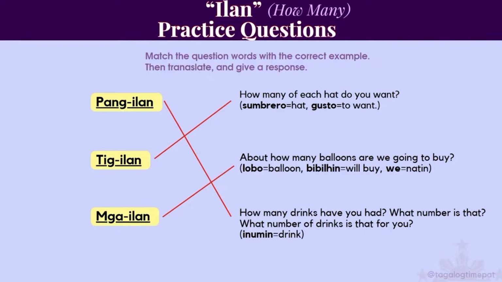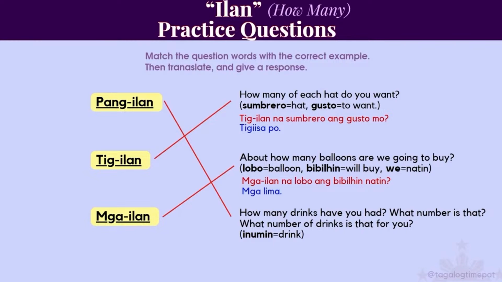Now let's see if we can translate them. How many of each hat do you want? It would be, tig ilan na sombrero ang gusto mo? And then your response could be, tig iisa po, one of each. Next, about how many balloons are we going to buy? Mga ilan na lobo ang bibilhin natin? Or mga ilang lobo ang bibilhin natin? Your response, mga 5, about 5.